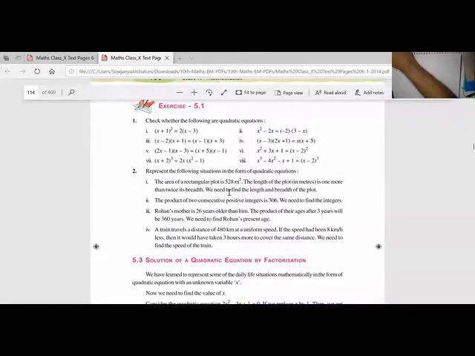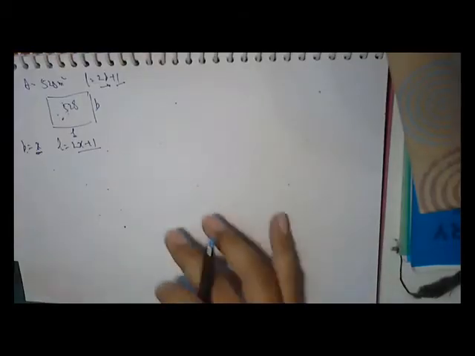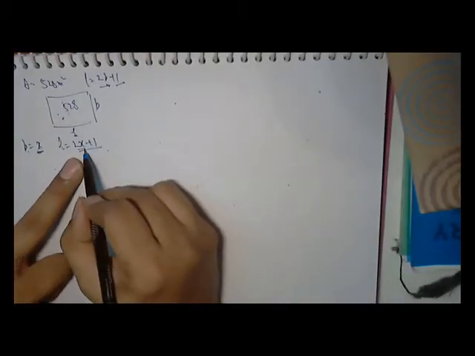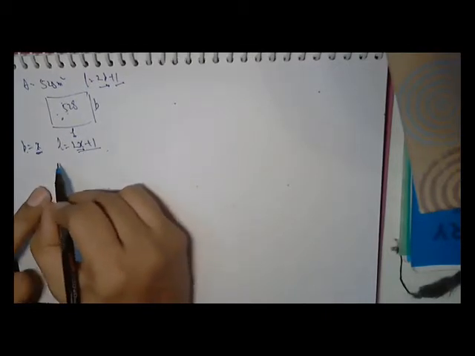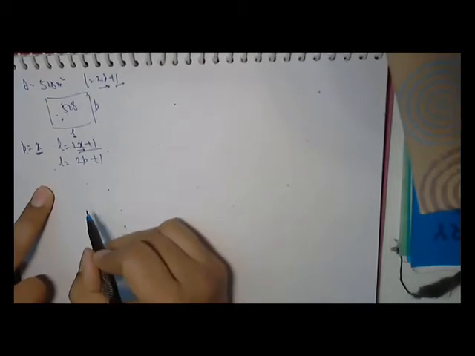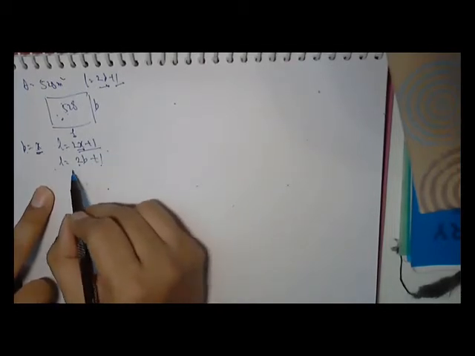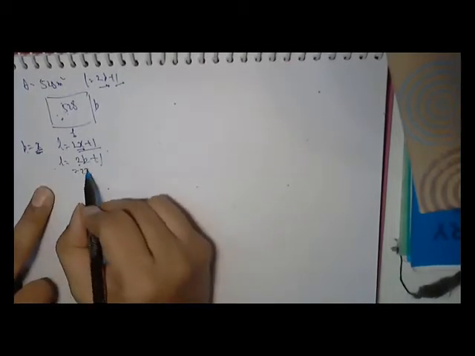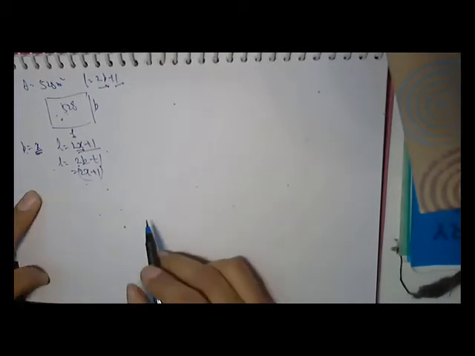What is the equation given? What is the length and breadth relation? Length of the plot is 1 more than twice its breadth. Twice its breadth is 2x. First we'll write length is equal to twice its breadth plus 1. One more than twice its breadth. Breadth we assume x. So 2x plus 1.